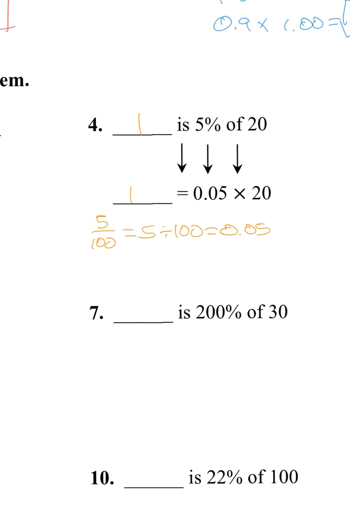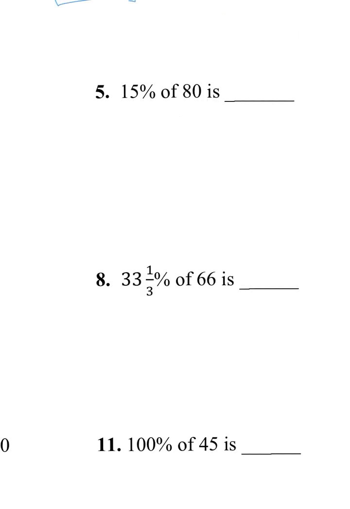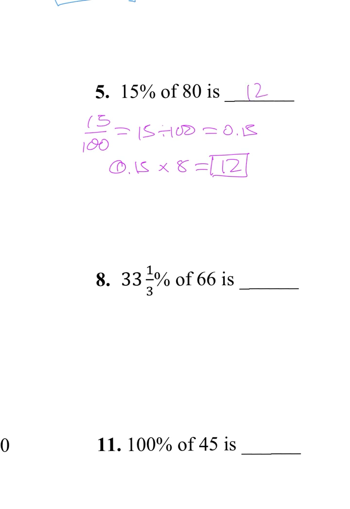All right, on to number 5. On number 5, we've got 15% of 80 is blank. Here we go. 15% as a decimal, I'm going to go 15 over 100 is equal to 15 divided by 100, which is equal to 0.15. So I'm going to go 0.15, of means multiply, 80 is. On your calculator, go 0.15 times 80, and you should come up with 12. So 15% of 80 is 12.